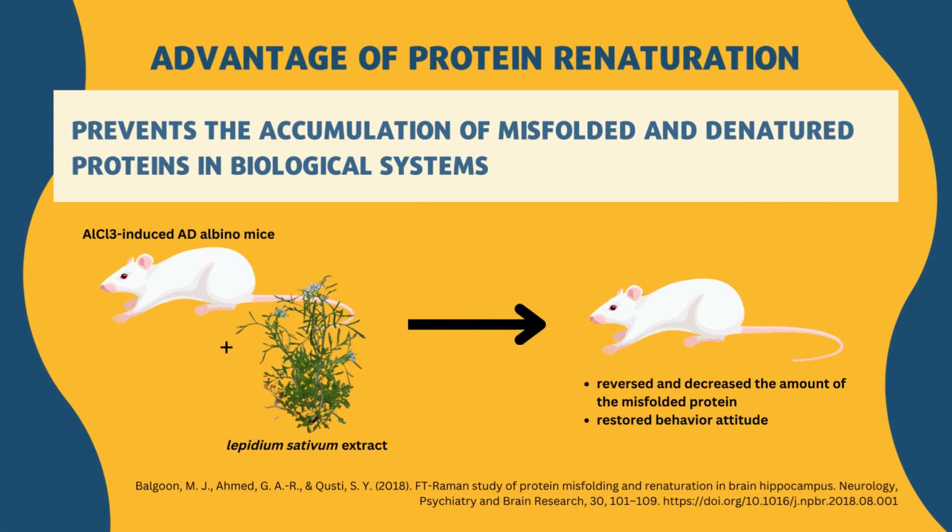Additionally, renaturation prevents the accumulation of misfolded and denatured proteins in biological systems, decreasing the possibility of disorders. An example of a disorder that is formed when renaturation and refolding mechanisms are inadequate is Alzheimer's disease. Among the different array of proteins involved in Alzheimer's disease, beta-amyloid is one of the most studied. A study conducted by Balogun et al. have used Lepidium sativum extract for treatment of aluminum chloride-induced AD and has shown beta-amyloid management and protein renaturation.